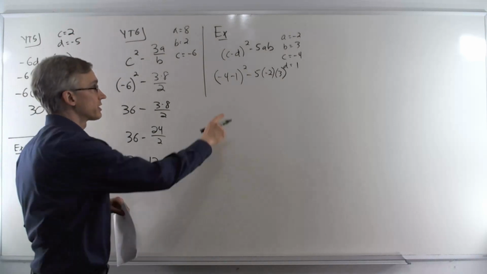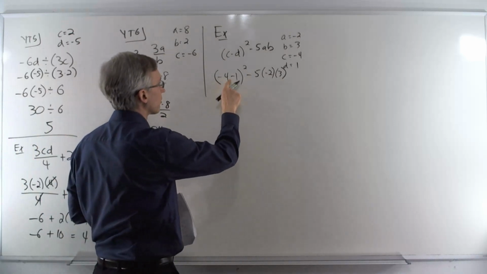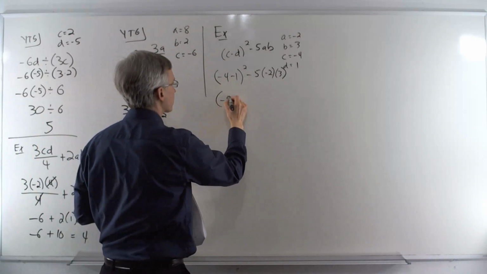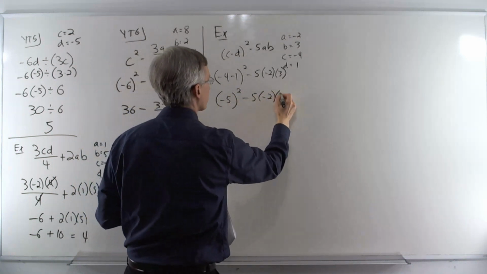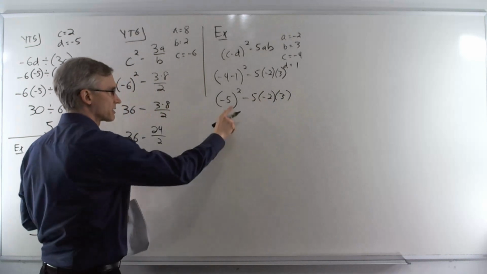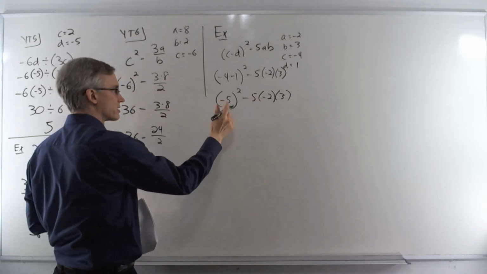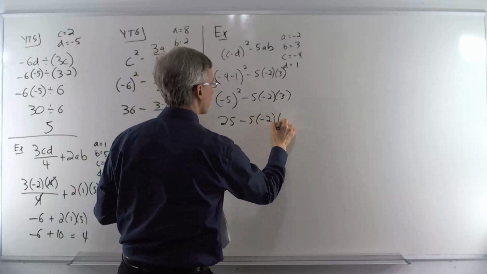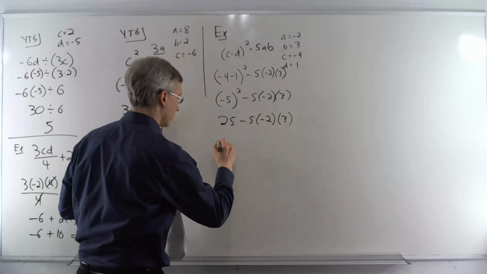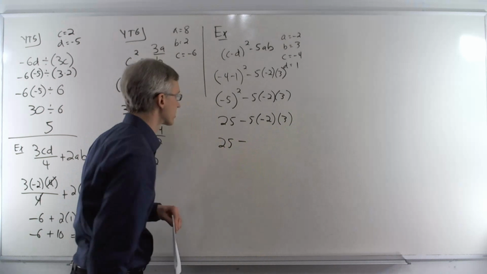So let's start inside this grouping symbol here. Negative 4 minus 1 is negative 5. So that gives us negative 5 squared. Minus 5 times negative 2 times 3. Next, the exponent. Negative times negative is positive, so this is positive 25. Minus 5 times negative 2 times 3. Now we're going to leave the subtraction for last.